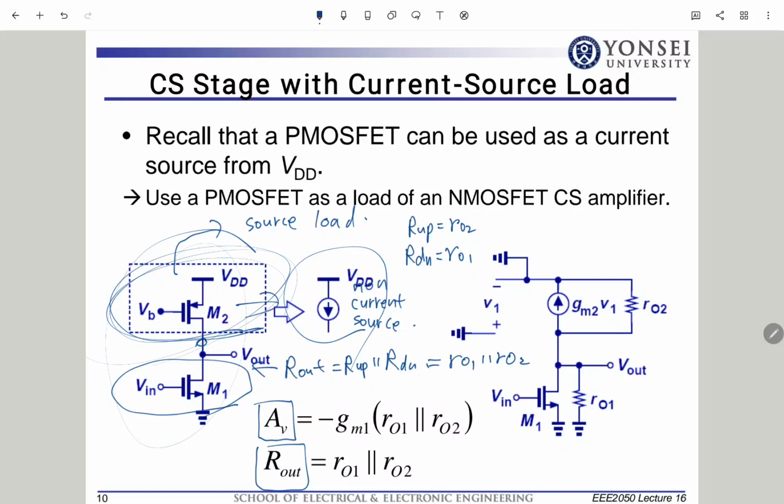And the voltage gain is equal to GM1 times R out. R out or RD, whatever you want to say. So you can replace this whole thing with RD.